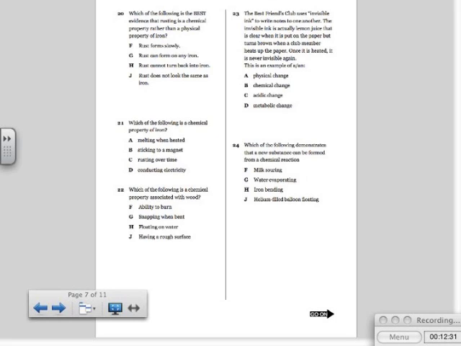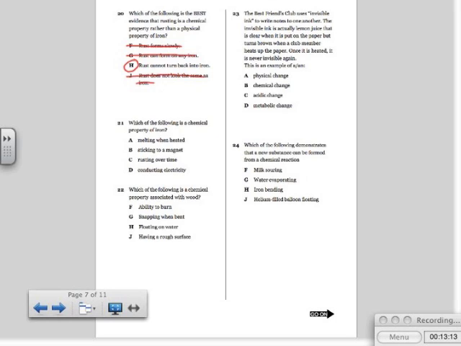Number 20, which of the following is the best evidence that rusting is a chemical property rather than a physical property? Rust forms slowly. Well, that's not always the indicator because some reactions do form slowly, some happen fast. Rust can form on any iron. Well, that may be true, but that's not the answer to the question. Remember, the question says, which of the following is the best evidence that rusting is a chemical property? Rust cannot turn back into iron. That's one of our main deals about a chemical reaction, it's difficult to change back. Rust does not look the same as iron. Well, that may be true, but the best answer we have is H.